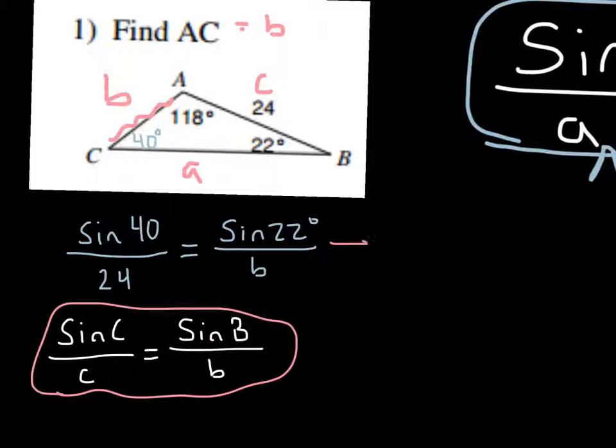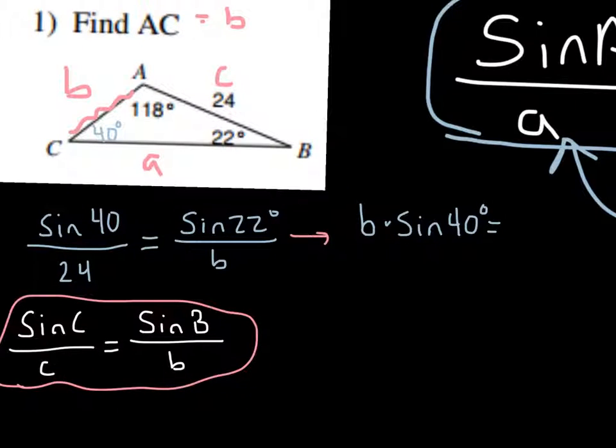So this is going to translate into, we'll cross multiply for now. I guess we're advanced enough to do that. So B times the sine of 40 degrees is going to be equal to 24 times the sine of 22. Just cross multiply, that's all I did there. Multiplied here and multiplied here. And so now, if I wanted to solve for B, I would just divide both sides by sine of 40.